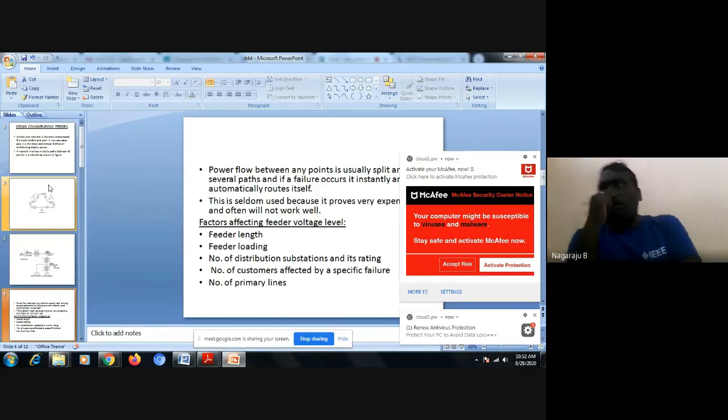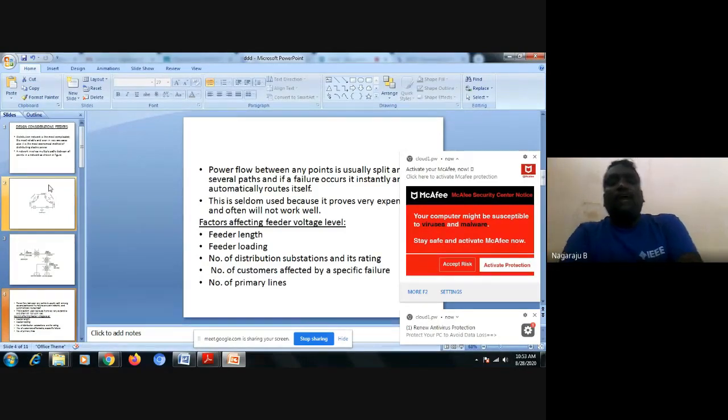So why are we going for the feeder? After the substation rating, we have the feeder voltage rating and feeder loading also. Depending on the feeder voltage rating and the feeder loading level, we will have the distribution to each and every distributor. Through the distributor we will get the power.